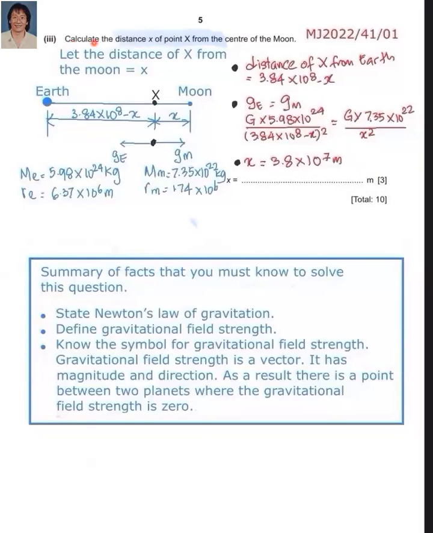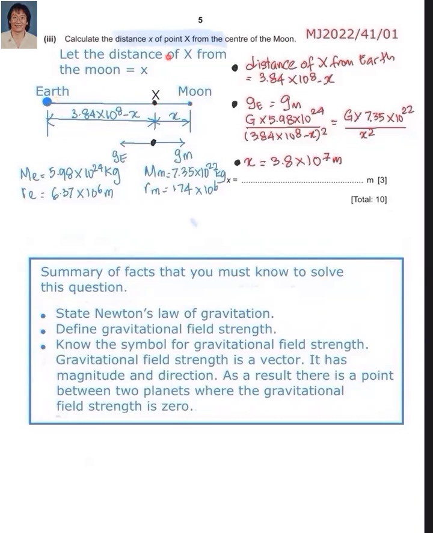In part 3, we have to calculate the distance x of point X from the center of the Moon. This is the diagram to represent the situation discussed earlier. X is a point between the Earth and the Moon. X is further from Earth and nearer to the Moon because the mass of the Earth is much bigger than the mass of the Moon.